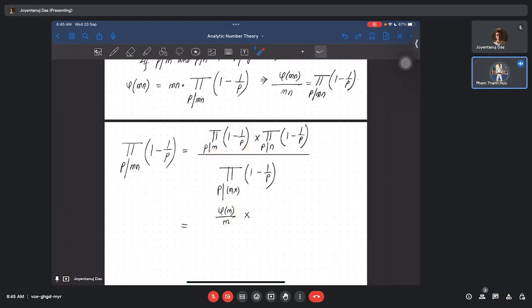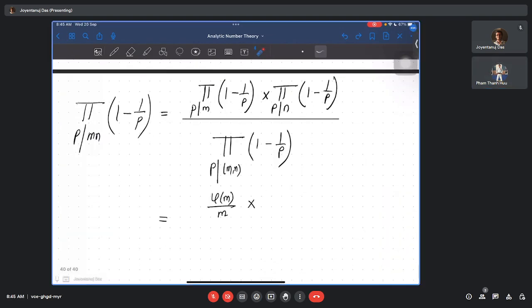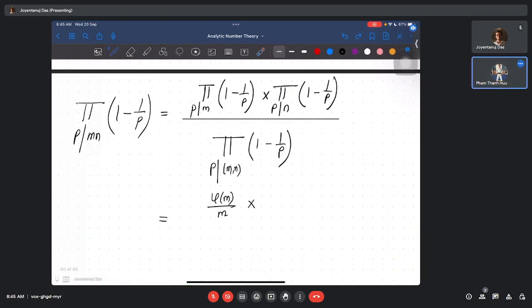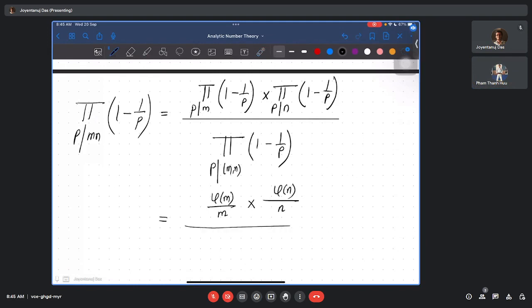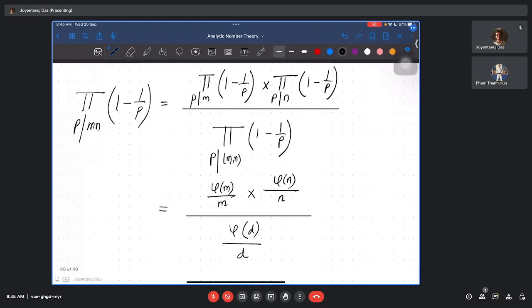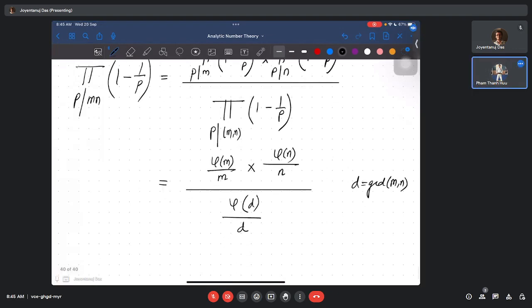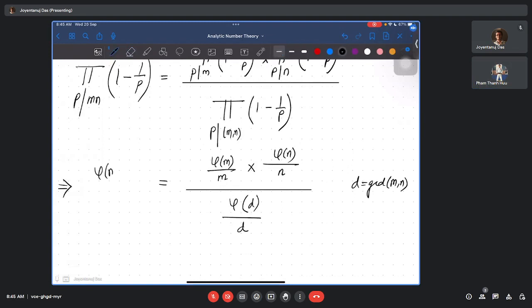And the second term is also like this, phi of n divided by n, and the denominator is phi of the GCD, so phi of d divided by d, where d is the GCD of m and n, right? But this thing I know that it is phi of mn divided by mn, right?